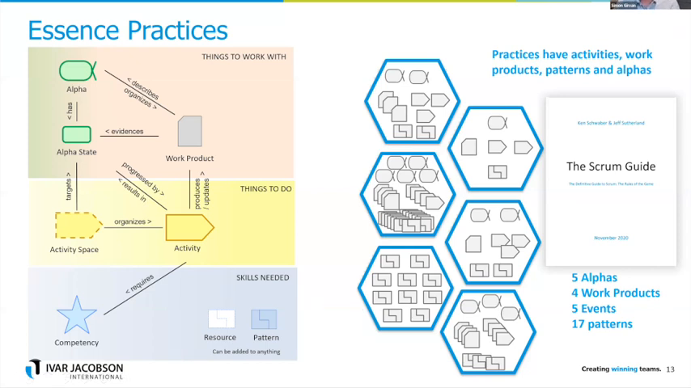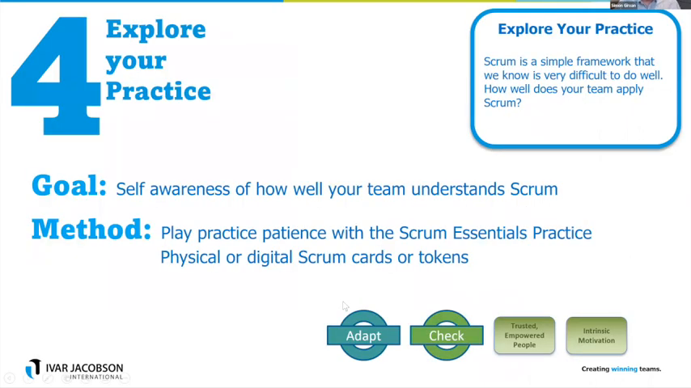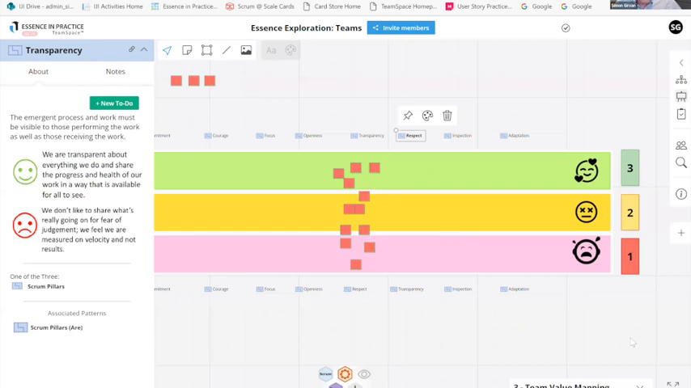I'm using Scrum as an example because it's one that most people are familiar with, but all the stuff we're talking about works just the same with any other practice. So the first exercise is about exploring that practice in the first place. And this is about really helping your team understand how well they understand Scrum and whether they're happy with that level of understanding. So this is how the game works.